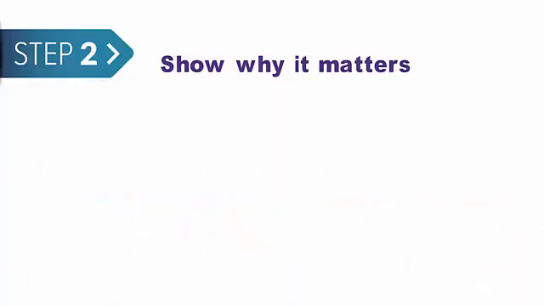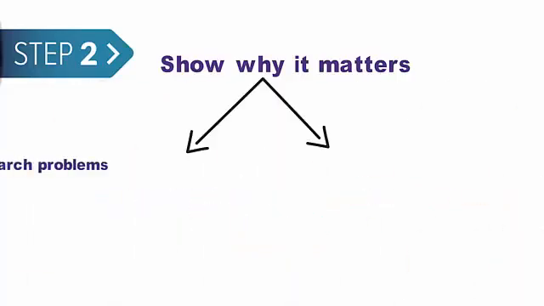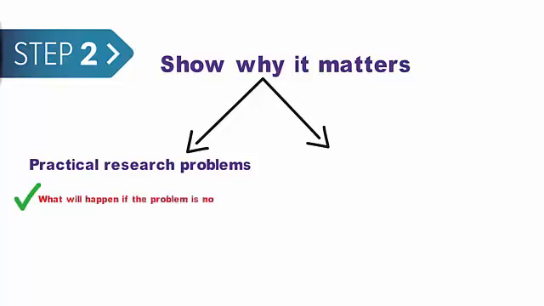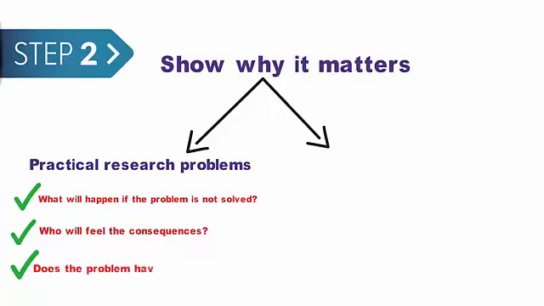Practical research problems. Practical research is directly relevant to a specific problem that affects an organization, institution, social group, or society more broadly. To make it clear why your research problem matters, you can ask yourself, what will happen if the problem is not solved? Who will feel the consequences? Does the problem have wider relevance? For example, similar issues found in other contexts.